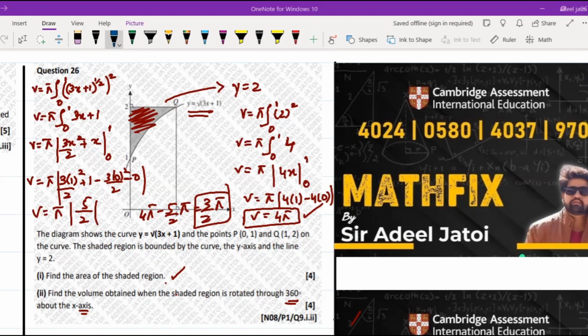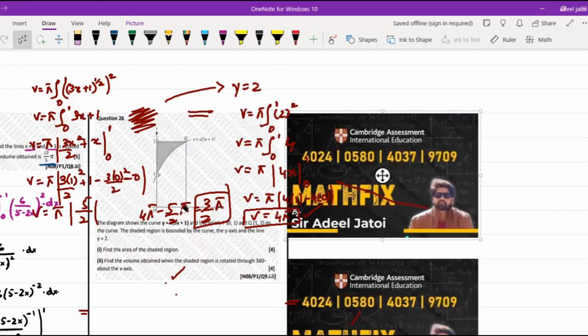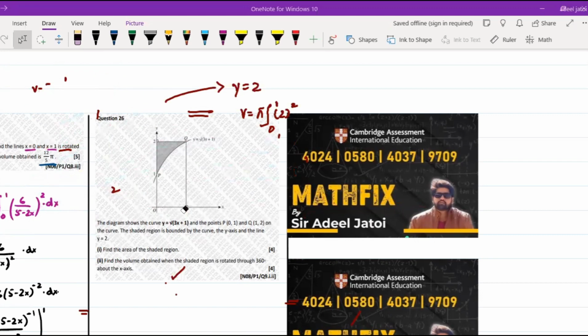So this was a question from November 2008, question 26 from the book.